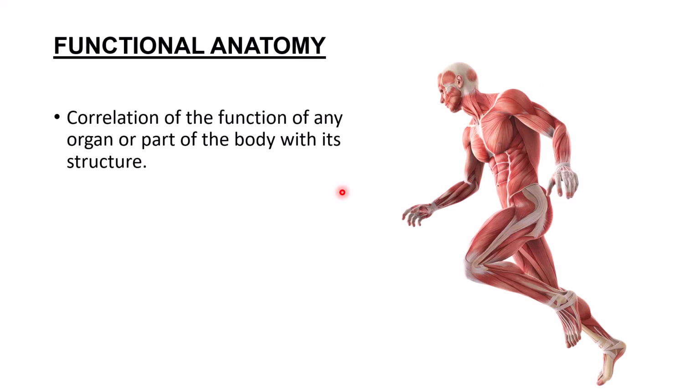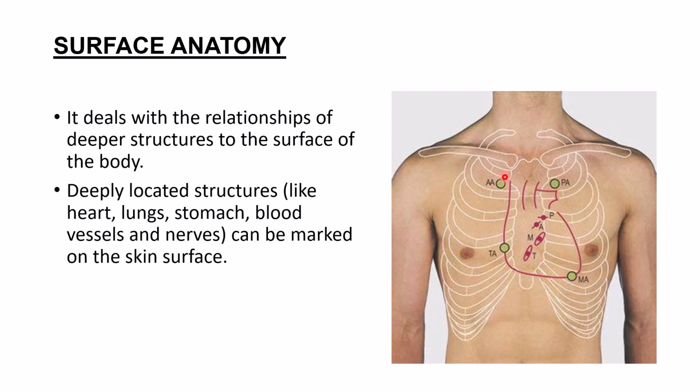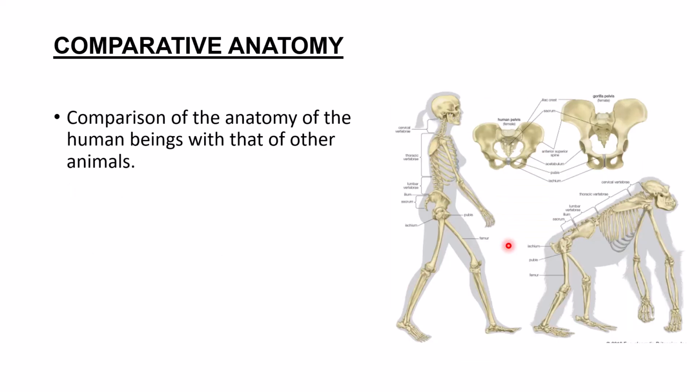Functional anatomy. Correlation of the function of any organ or part of the body with its structure is named as functional anatomy. That is, we relate the gross anatomy with the physiology in functional anatomy. Surface anatomy. It deals with the relationship of the deeper structures to the surface of the body. Deeply located structures such as heart, lungs, stomach, blood vessels, and nerves can be marked on the skin surface. Marking on the skin surface is named as surface anatomy.